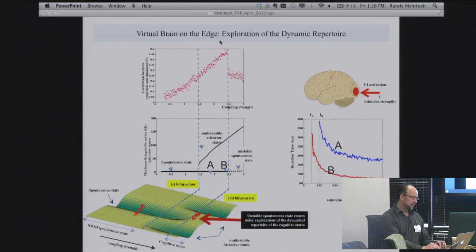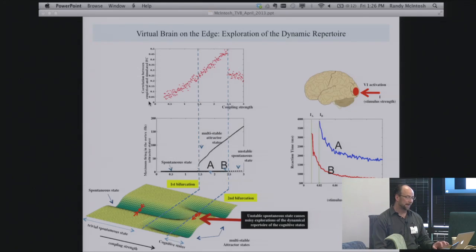So in this column here on the left side of the slide, what I'm showing you at the top is the correlation between the empirical and the functional connections as a function of the strength of coupling in the simulated network. You see as we go across the x-axis that the correlations rise to a peak at about 2.5 in terms of the coupling strength and then drop precipitously after that point.